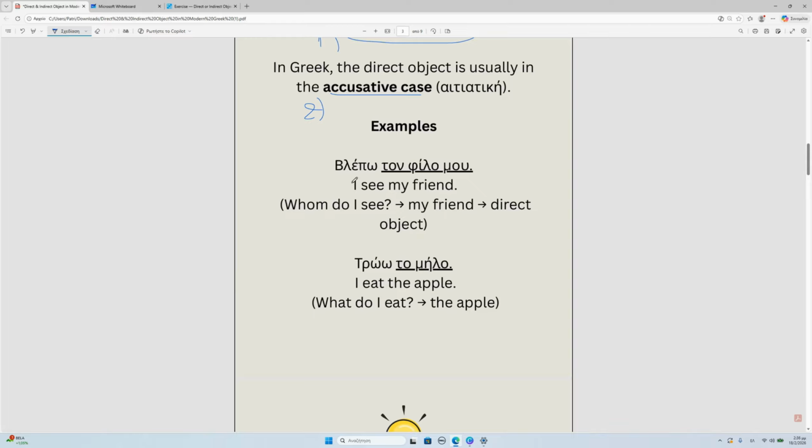But let's do some examples. Βλέπω τον φίλο μου. I see my friend. So, βλέπω is the verb. Who is doing this? I. Εγώ. And what remains? Τον φίλο μου. So, τον φίλο is the direct object.